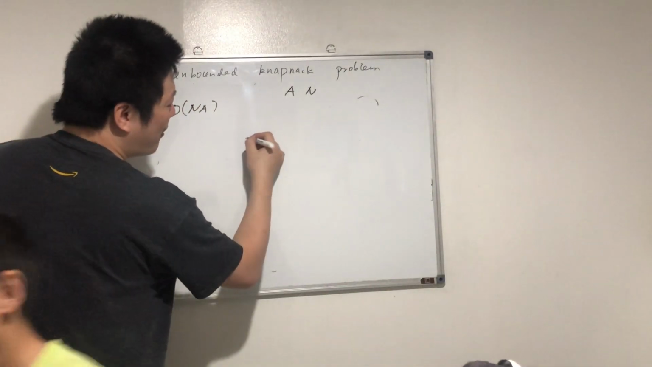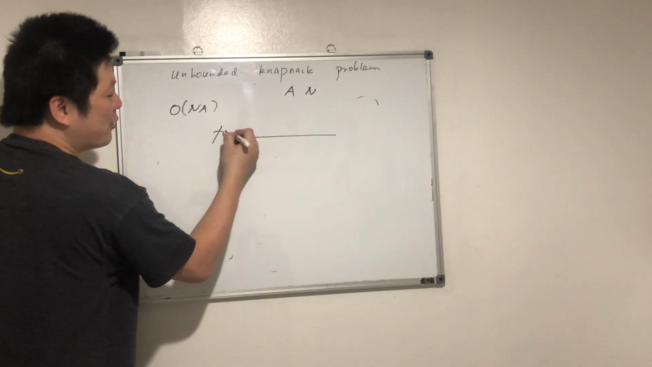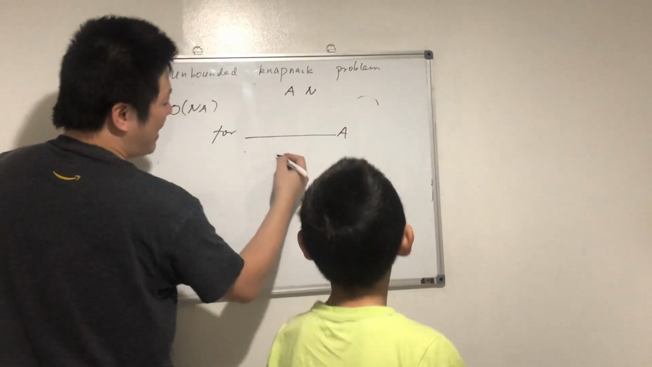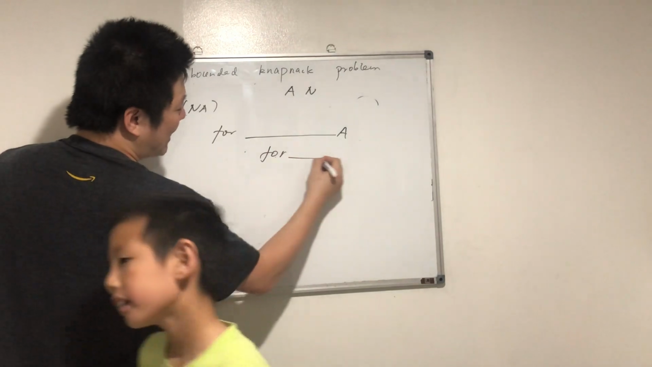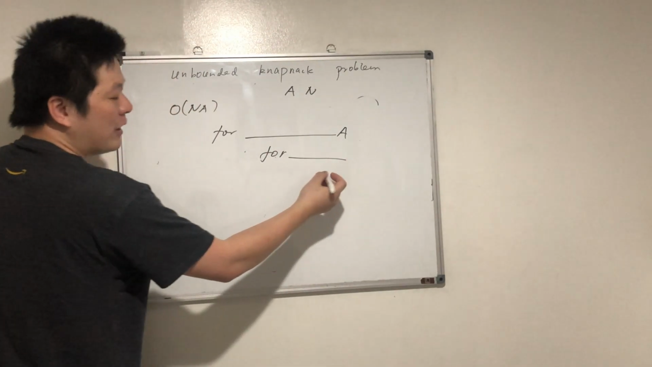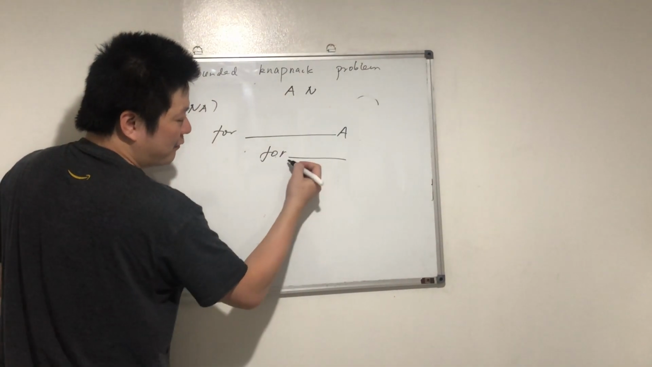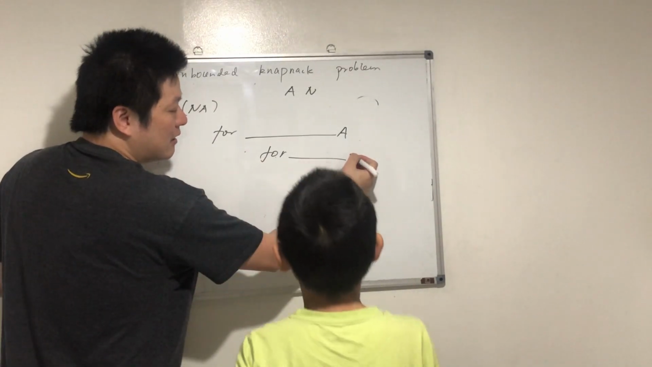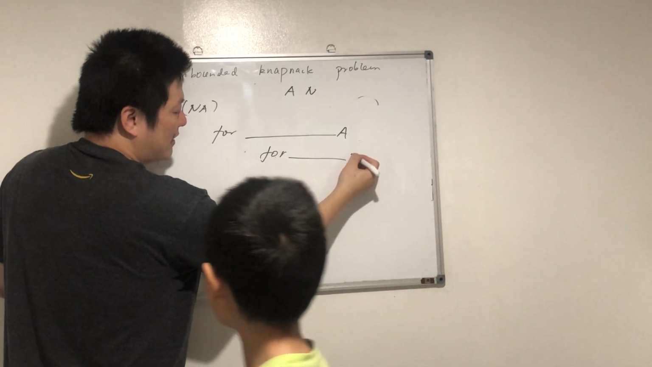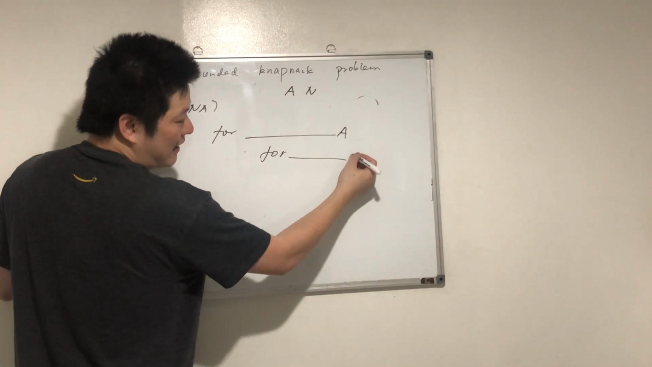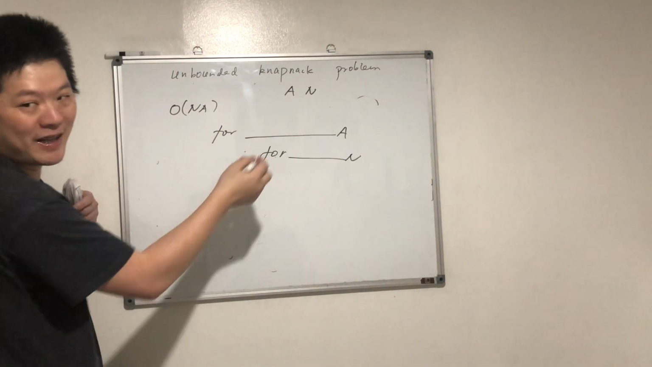Because we have a for loop. For the first for loop, that's the amount. And for the second for loop, the coins, what's the time complexity of the second loop? For the coins. N. Yes, and then multiplied together you get O(AN), right?